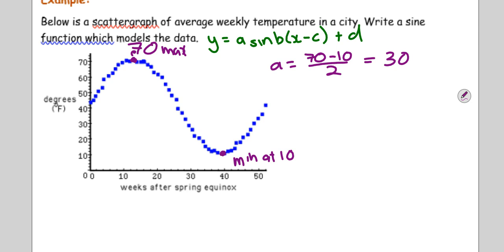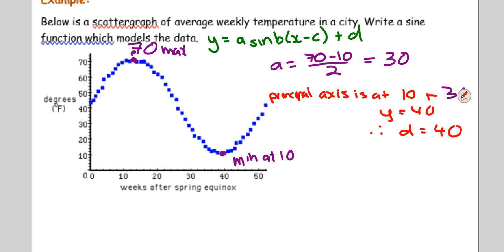The principal axis has got to be at the halfway point between these. So the principal axis is at 10 plus the 30, so at 40. So y equals 40. Therefore d equals 40, because wherever the principal axis is tells us the vertical shift. The principal axis was almost always at 0 for a regular one. So d is 40.